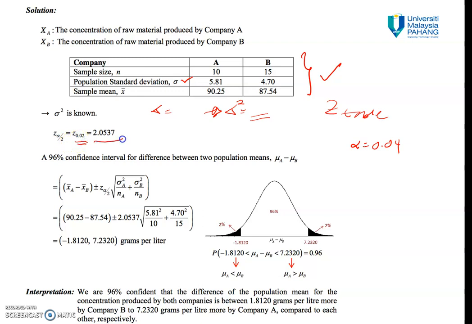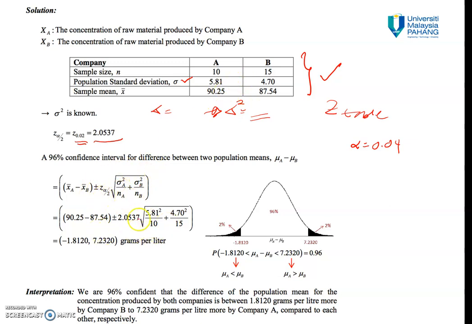Look at page 36, alpha 0.02, you get 2.0537. And then if you look at the formula here, it doesn't mention which one comes first, so we use mu A minus mu B. So here should be x bar A minus x bar B as well, plus minus Z alpha over 2. And this is the formula. You just substitute the values into this formula.